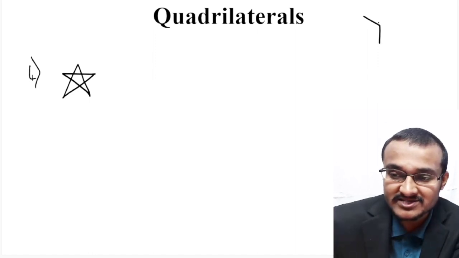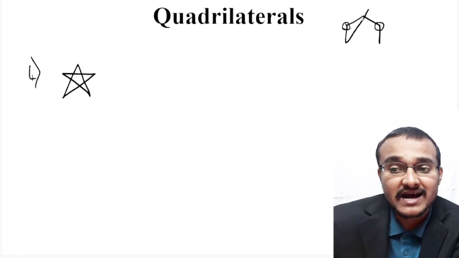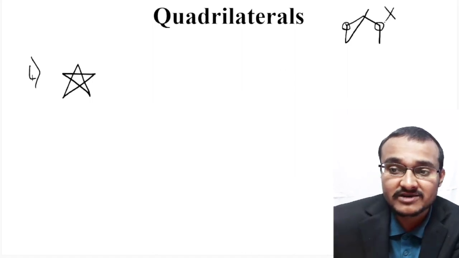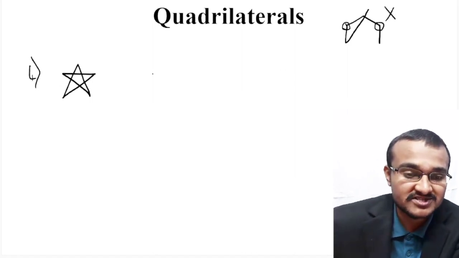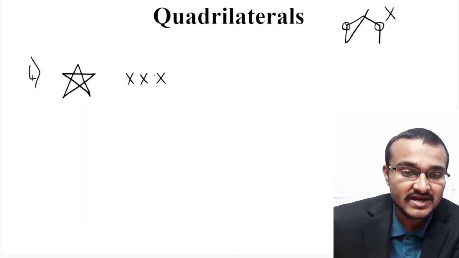So if our line segments are meeting, it should meet only with its adjacent line segments. It should not meet with the other line segments like this. So at that particular point, this will not become a polygon. So here also, this is not a polygon. This cannot be a simple curve or simple closed curve.